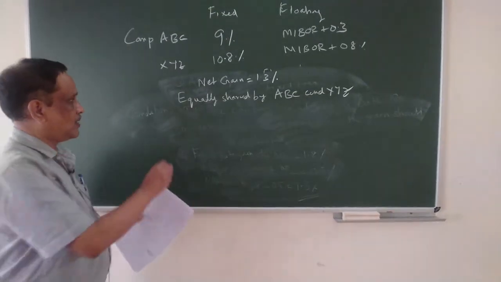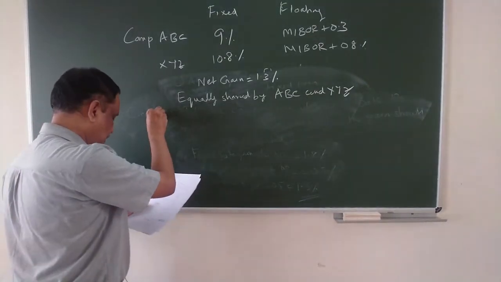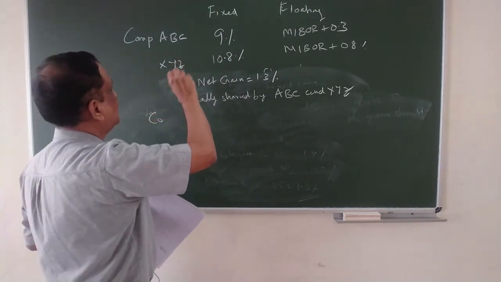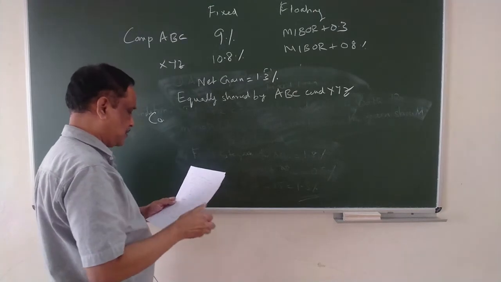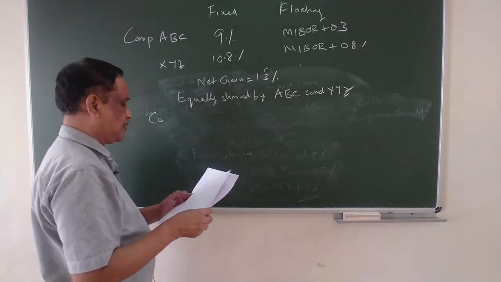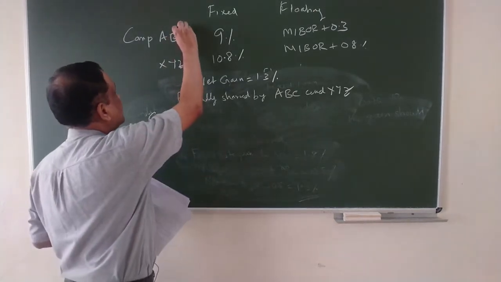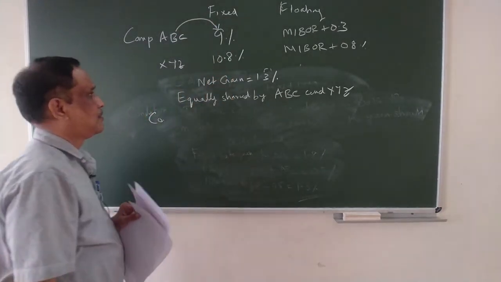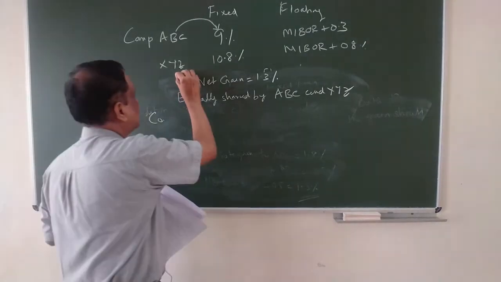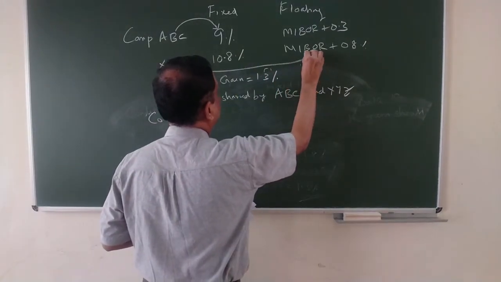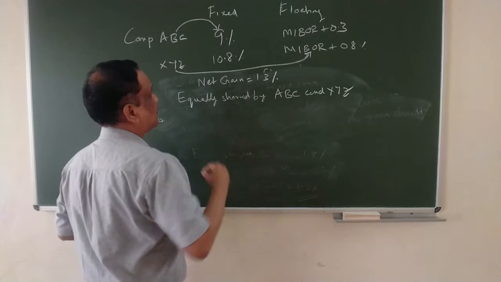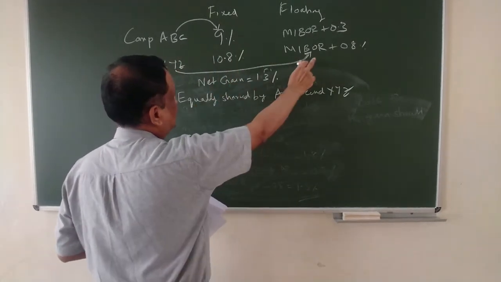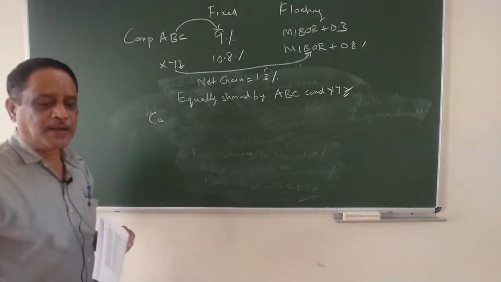See that. First, let me write company ABC action. What it is doing is, you can draw like this. Company ABC, it is borrowing here, and company XYZ, it is borrowing here. Okay. Company ABC borrows at 9%. Company XYZ borrows at LIBOR plus 0.8%.